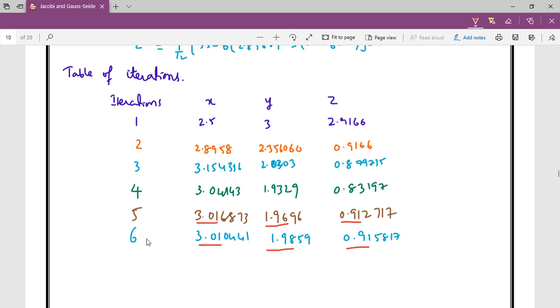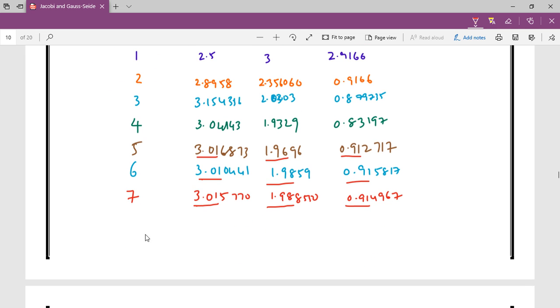If you want, we can stop the iteration here itself. But still we go for the seventh iteration to get more accurate values. The seventh iteration x value is 3.015770, y value is 1.988550, and z value is 0.914967. So now we can see in the fifth, sixth and seventh that the root has converged up to 2 decimal places. So we can take it as 1.98, 0.91 and 3.01.